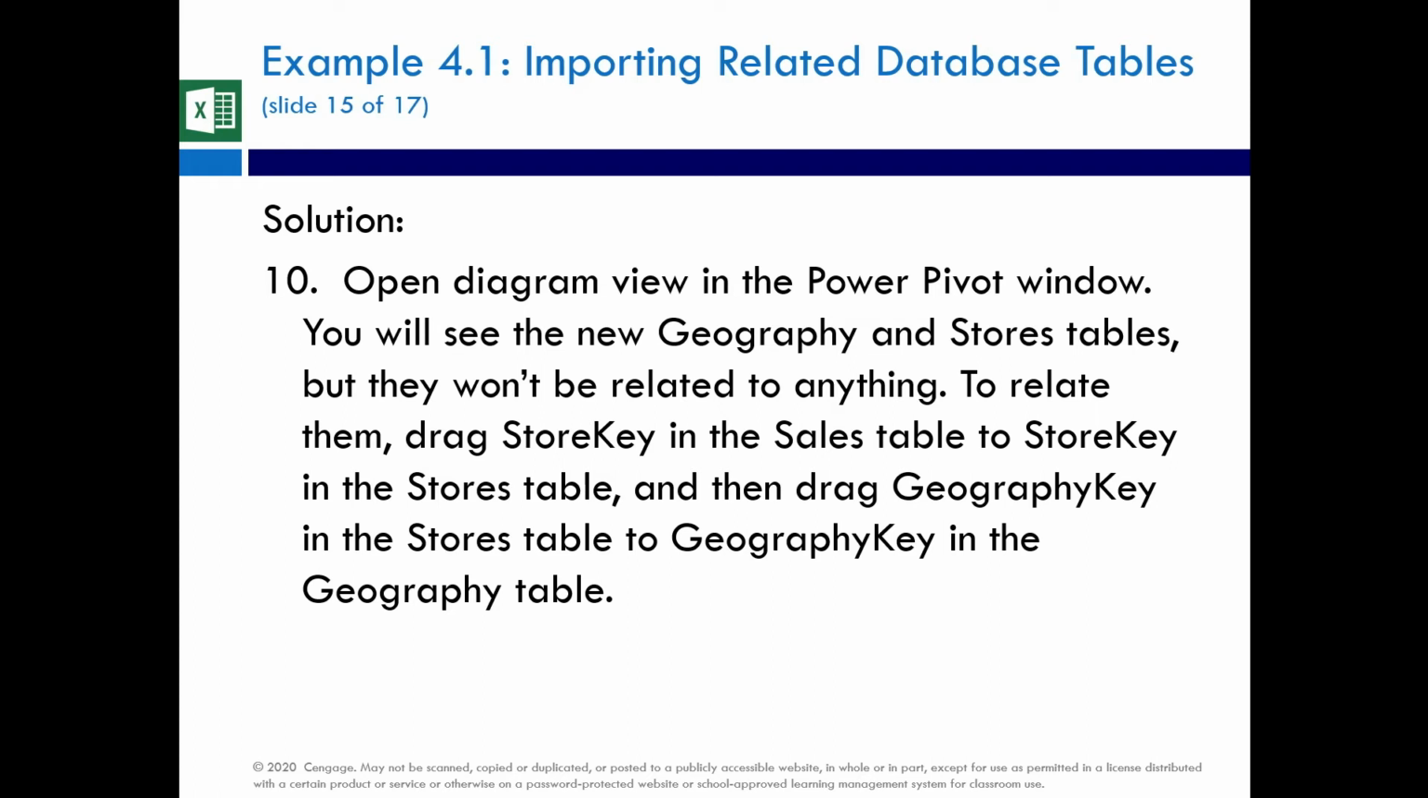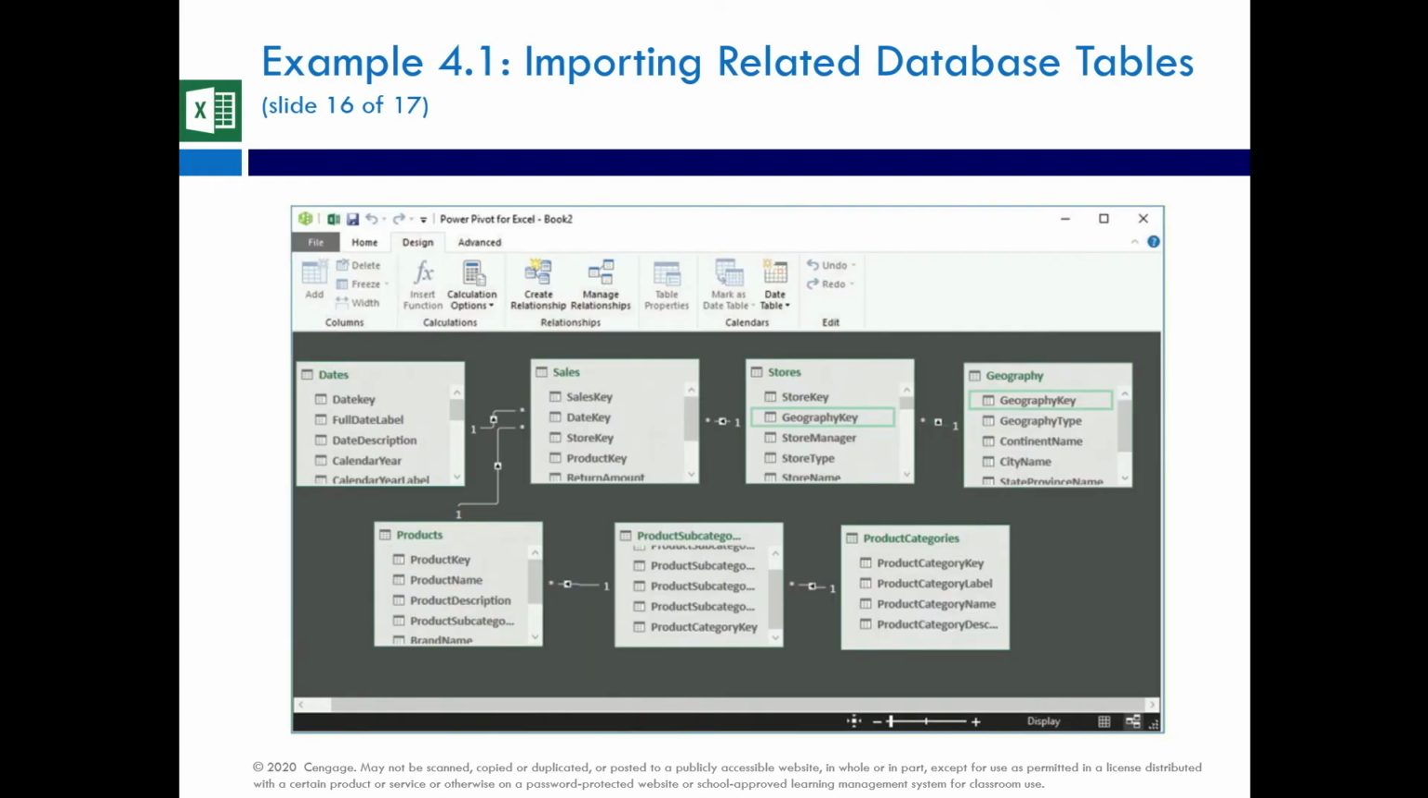Solution. Open diagram view in Power Pivot. You'll see a new geographic and stores table, but they won't be related to anything. To relate them, drag the store key from the sales table to the store key in the stores table, and then drag geographic keys into the geographic location, and so on. And as you see, we added in the tables, and they provide the links with the primary key or secondary key, one to many or many to many.